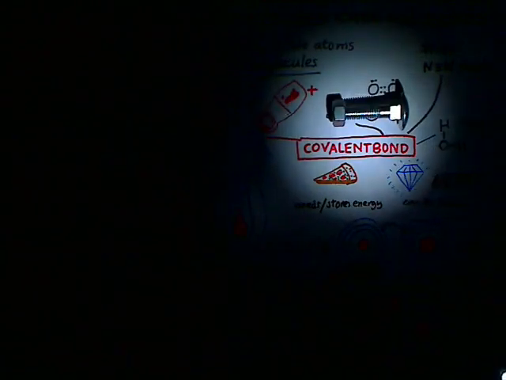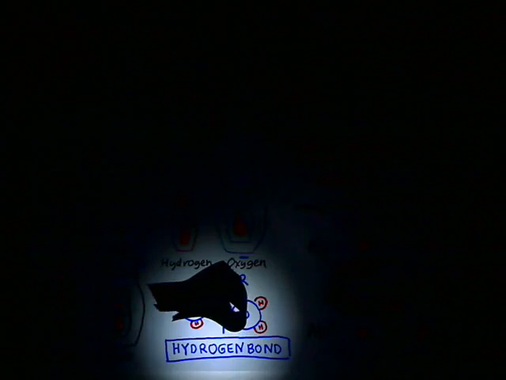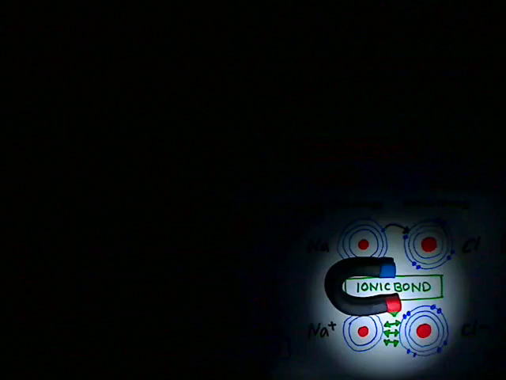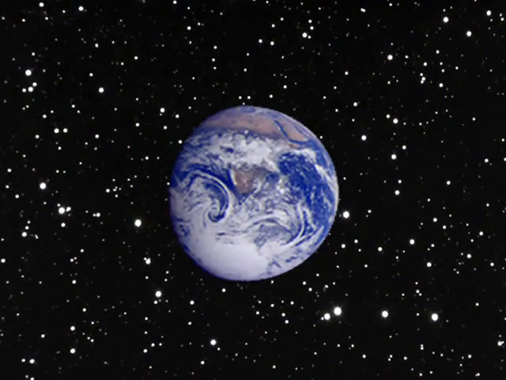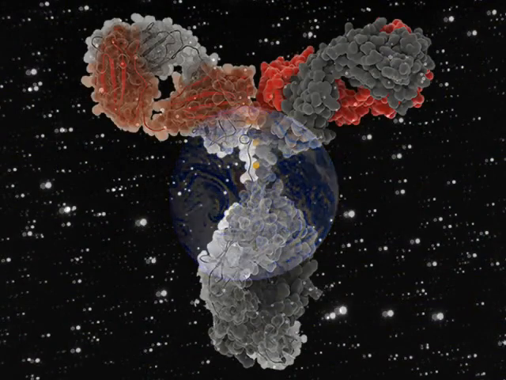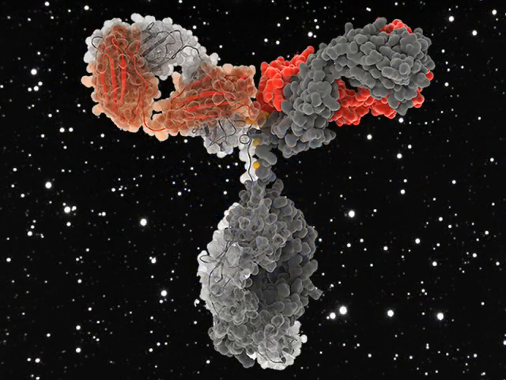These 3 types of bonds: covalent bonds that are like bolts and nuts, hydrogen bonds that behave collectively like Velcro, and ionic bonds that act like very strong magnets, are the main forces that dictate the composition and the shape of all molecules in the universe, including the most amazing ones of all, living macromolecules.